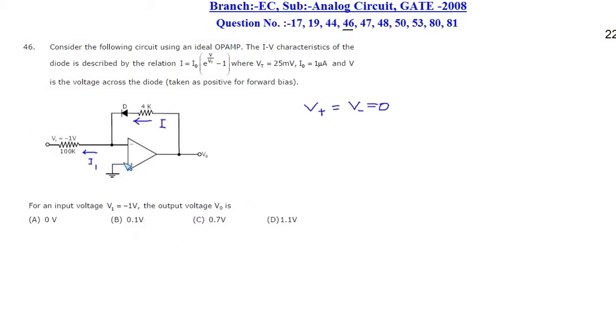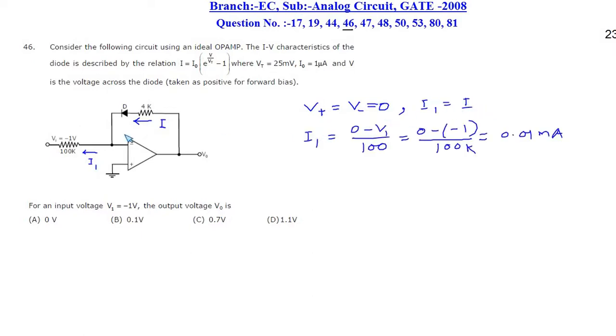Now, as there is negative feedback, a virtual ground will exist. Hence, V plus will be equal to V minus. As V plus is grounded, that is, it is at 0 volt, V minus will also be at 0 volt. So if we apply KCL, as there is no current flowing into the inverting terminal, I will be equal to I1, and I1 will be (0 minus V1) by 100k, which will give you 0.01 milliampere.